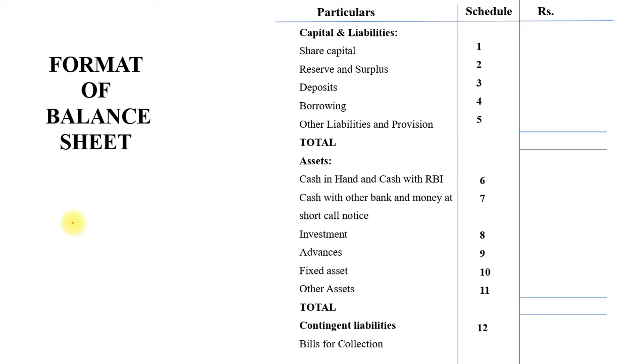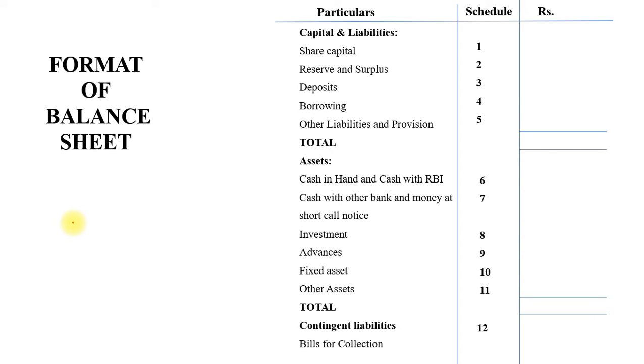Now your balance sheet has been divided in two parts. We have capital and liabilities, under which there are five schedules: share capital, reserve and surplus, deposits, borrowing and other liability. And second, we have asset, in which we have cash in hand and cash with RBI, cash with other bank, and money at call, short call notice, investment, advances, fixed asset, other assets. And after that, you have something called as the contingent liabilities.